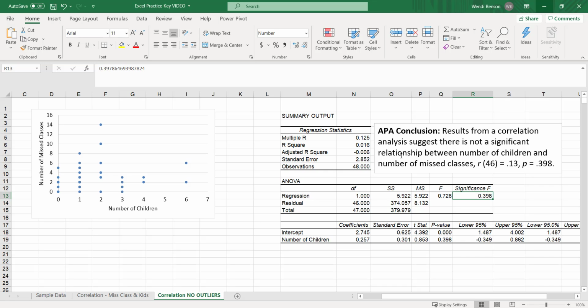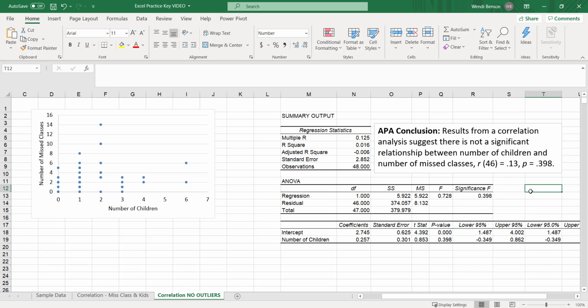Relationship again, right? Because it's correlation between number of children and number of missed classes, X and Y, comma, italicized r, space, in parentheses, not italicized, your degrees of freedom, space, equals the actual correlation value, 0.13, rounded to the hundredths place, comma, space, italicized p, then put your little space there with your equals and your p-value.